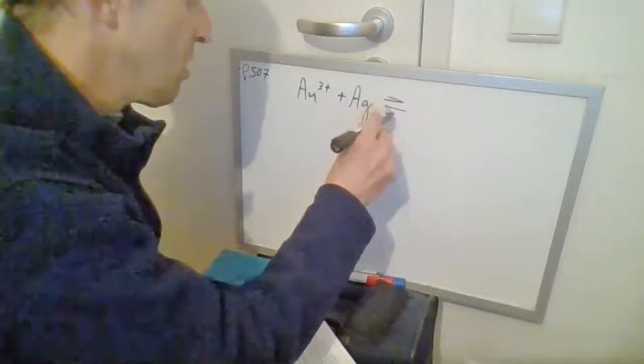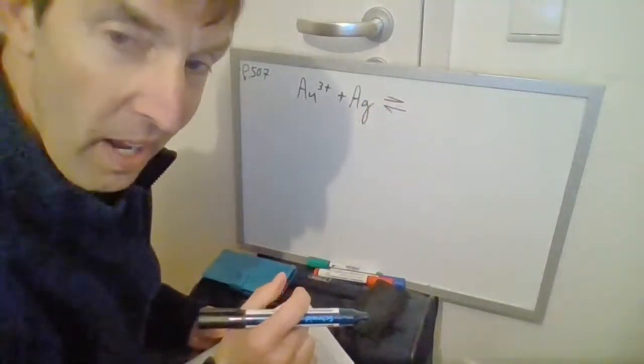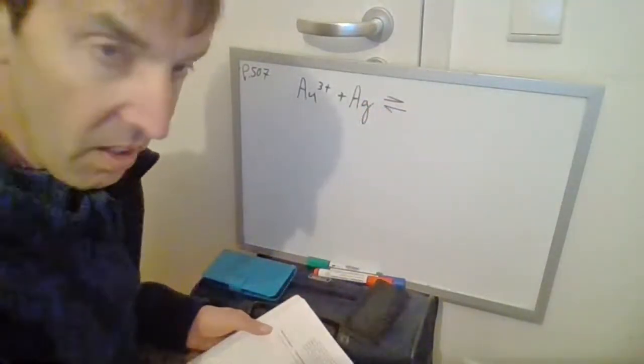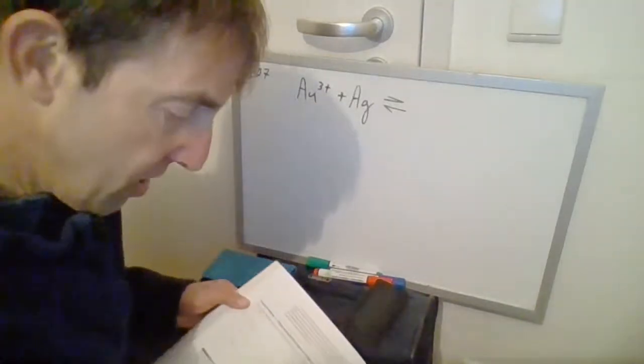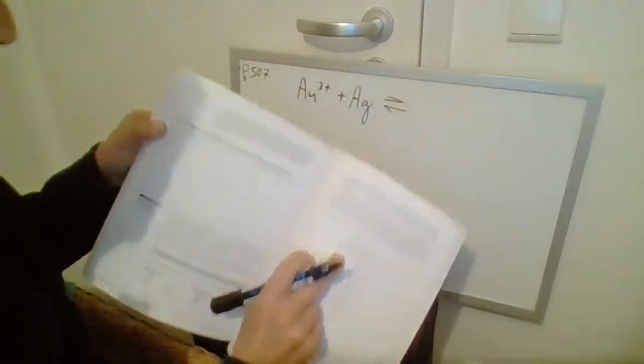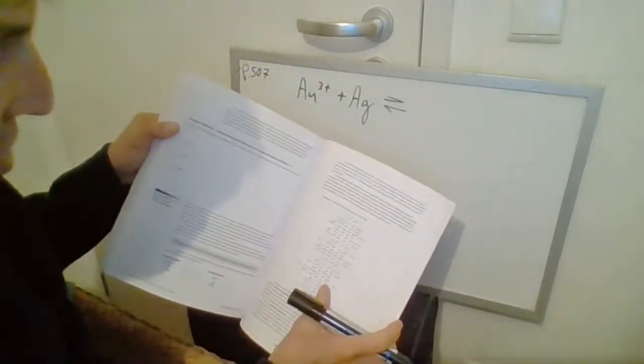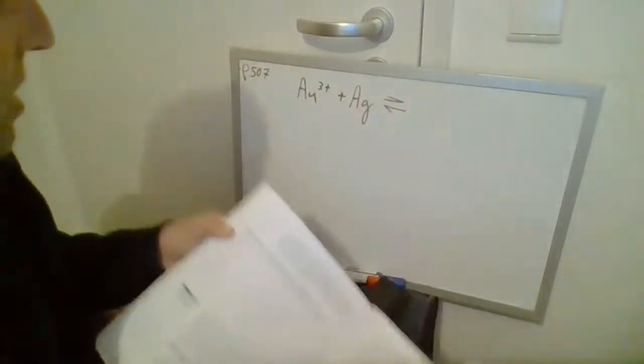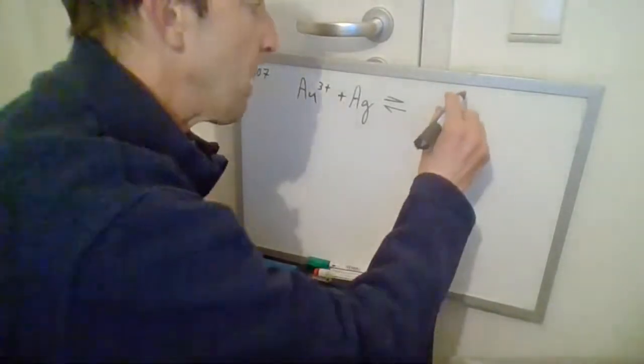So how do I know it will react? Because if you find the Au3 plus, it's on the left side and it's pretty high up here. And if I find the Ag plus, it's on the right side and it's pretty low. So that will be spontaneous.